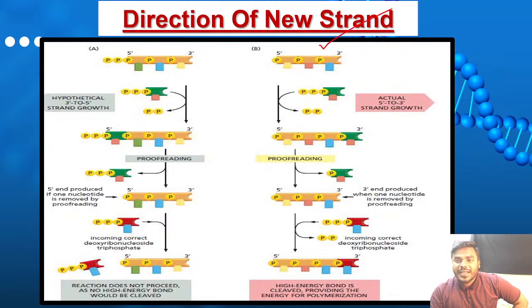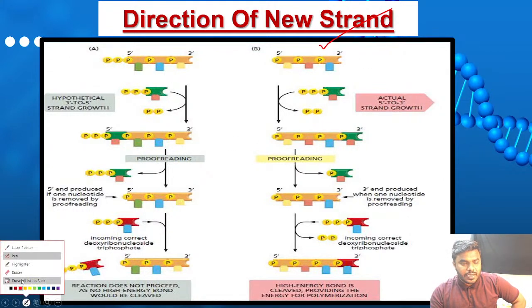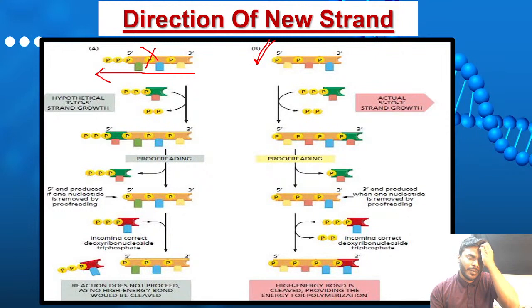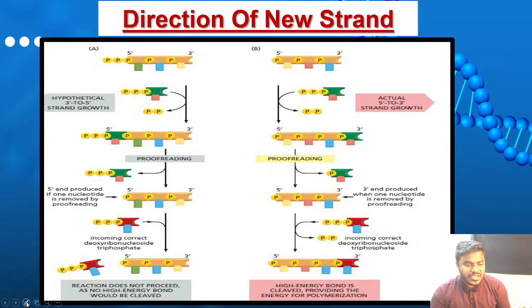Now listen, the direction of the new strand. You all commonly know, right friends? The new strand has to be synthesized in which direction? 5 prime to 3 prime. Now we are going to prove in this particular slide why the DNA new strand should not be synthesized in the 3 prime to 5 prime direction, and why it has to be synthesized only in the 5 prime to 3 prime direction. Now everyone pay attention and try to understand every single point.